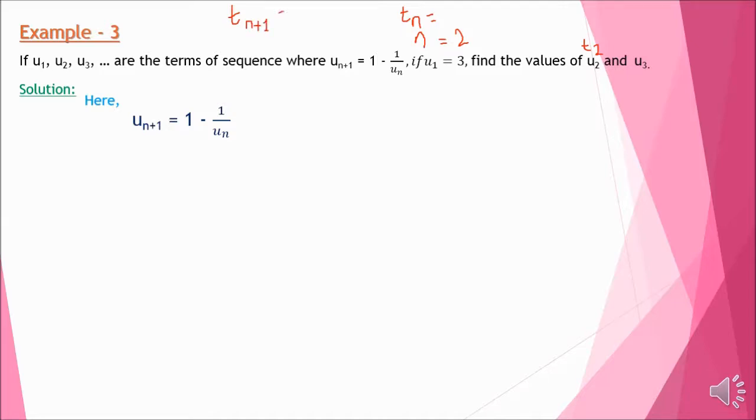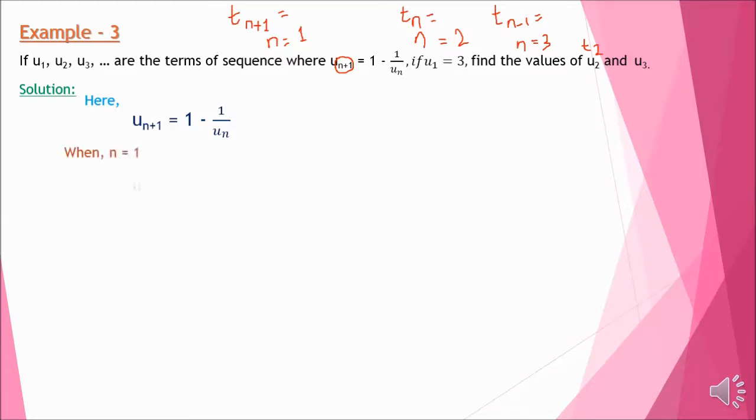So if we have to find t2, then we have to start with n equal to 1. If we start with n equal to 1, then we get t2. Now if it is given like tn minus 1, then we have to start with one more number. To find t2, we would start with n equal to 3. But our term is given in this form, so we have to start with one less number. That means if we have to find t2, we have to start with n equal to 1.